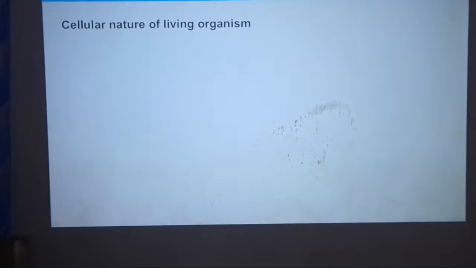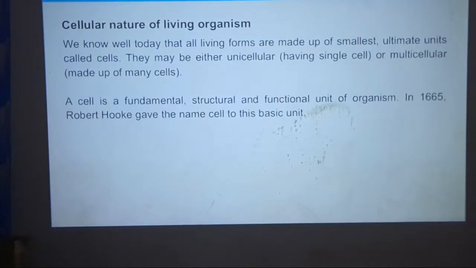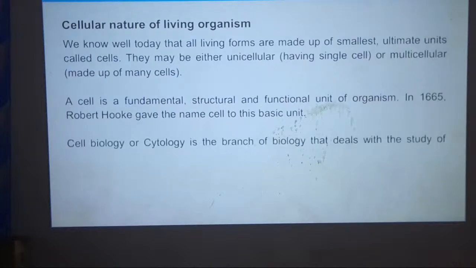Cellular nature of living organisms. We all know well today that all living forms are made up of smallest, ultimate units called cells. They may be either unicellular, that is having a single cell, or multicellular, that is made up of many cells. A cell is a fundamental, structural, and functional unit of an organism. In 1665, Robert Hooke gave the name cell to this basic unit. Cell biology or cytology is the branch of biology that deals with the study of the cell.